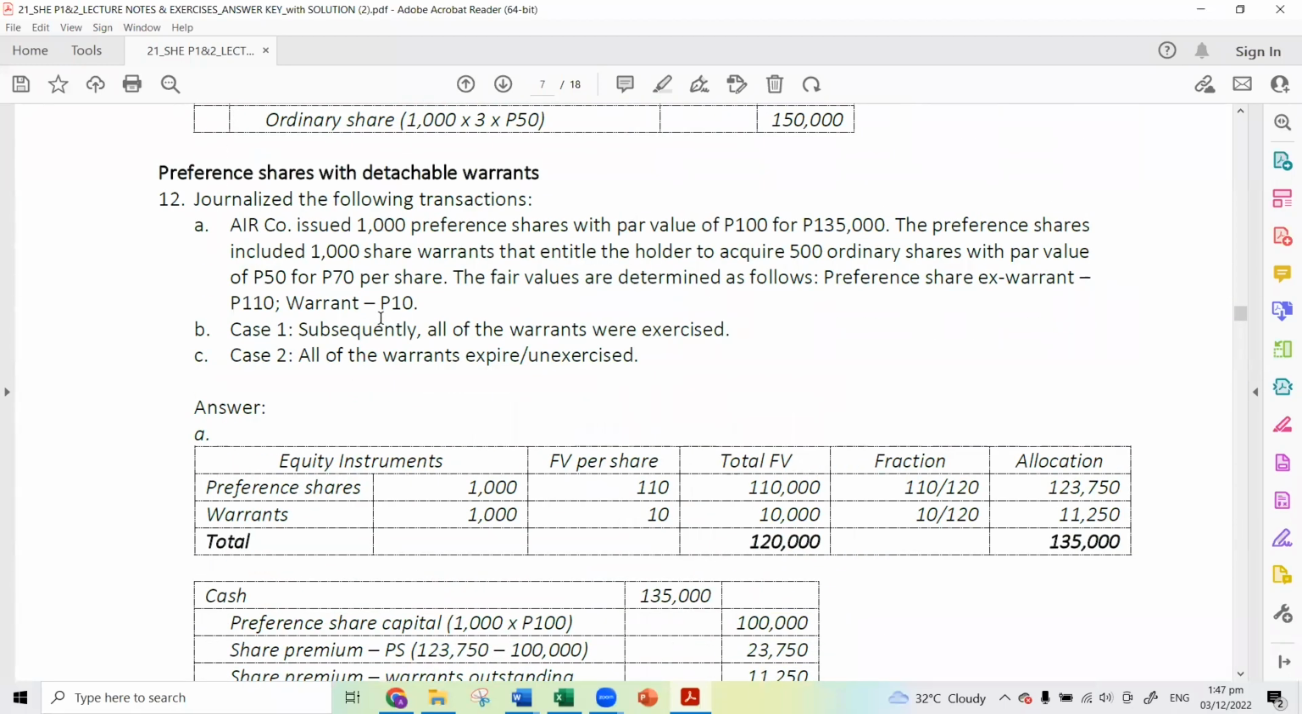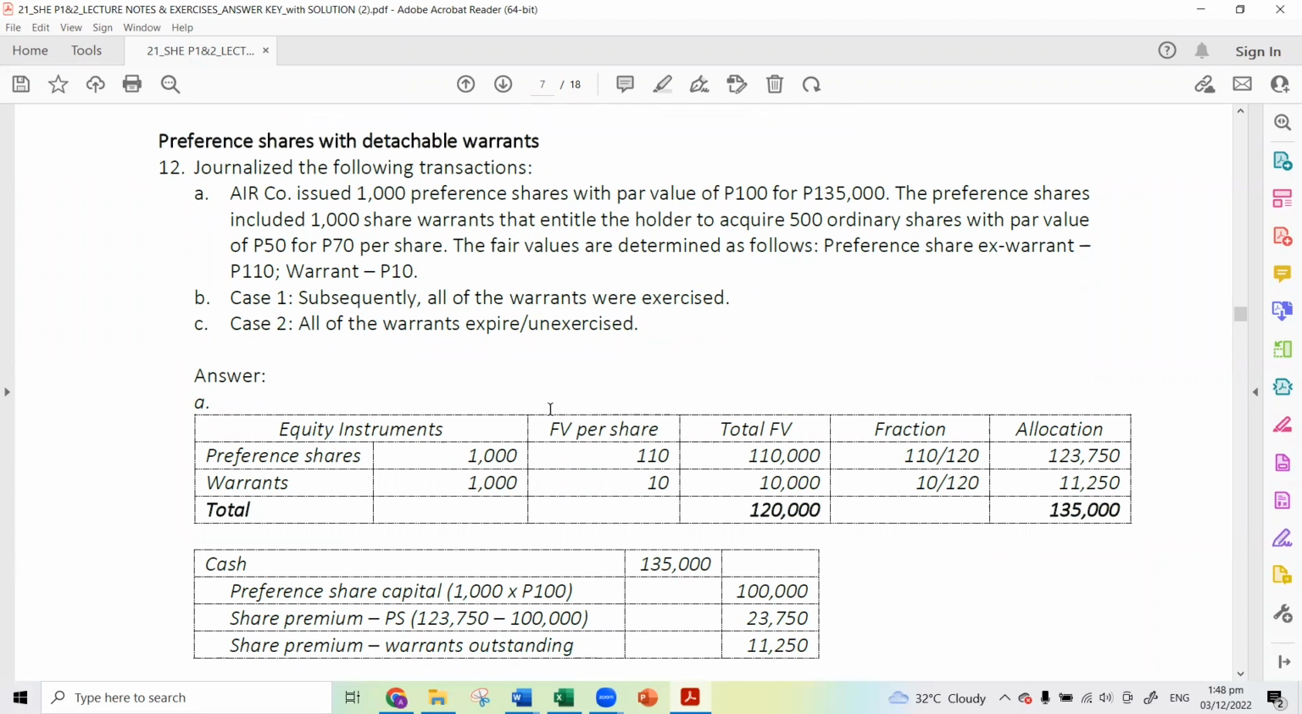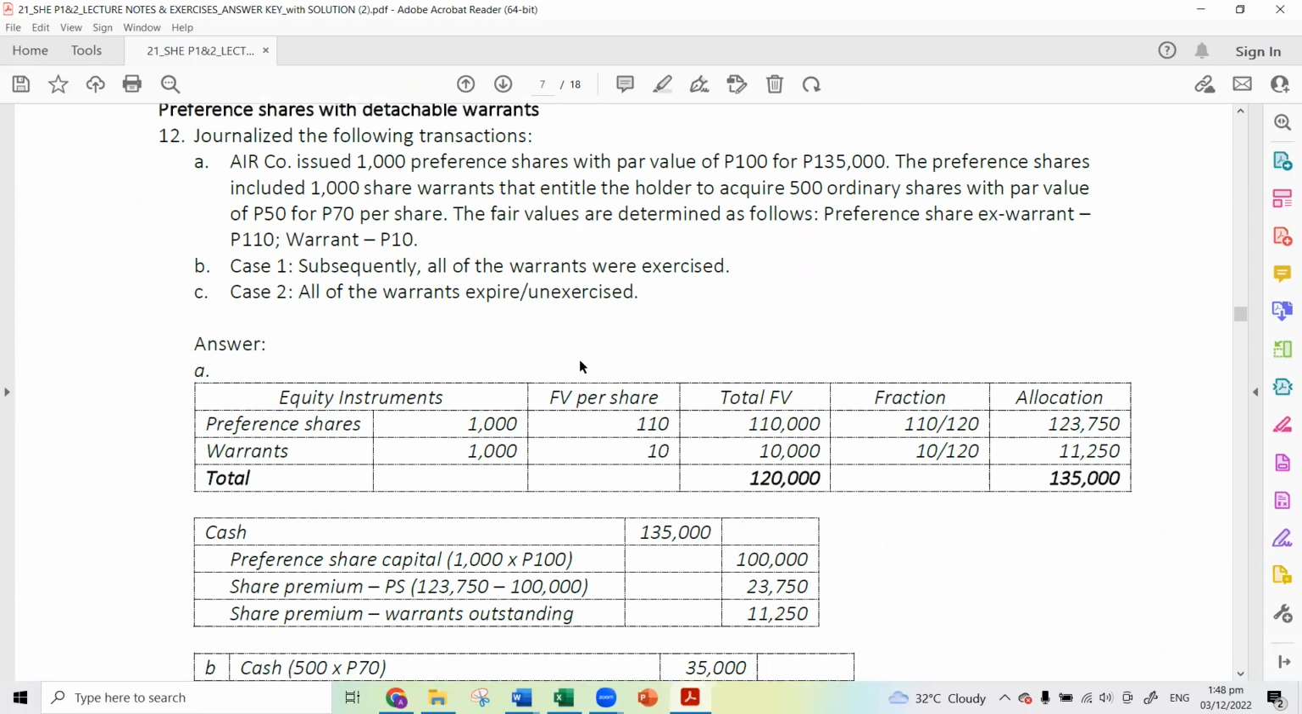Ayan. So here, kung mapapansin mo class, meron kasi siyang fair values. So kapag merong fair values, the issue price should be allocated to the preference shares and detachable warrants based on their relative fair values. Madali ito. Pag wala class, hindi present yung dalawa, when based on their relative fair values on issuance date. I would like to emphasize the issuance date now.